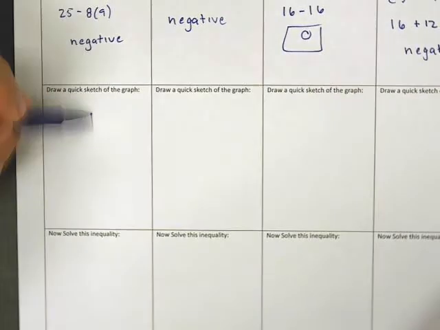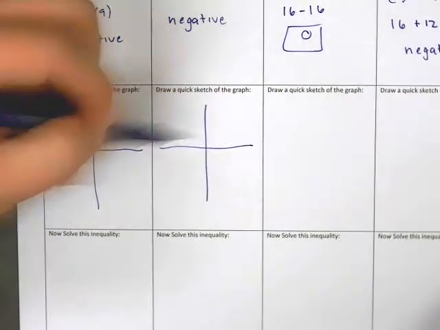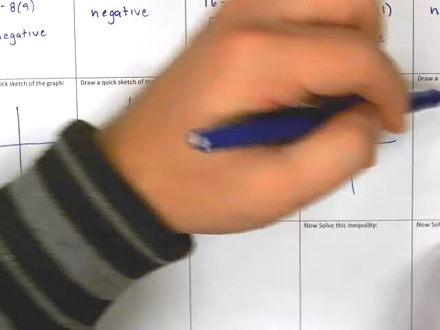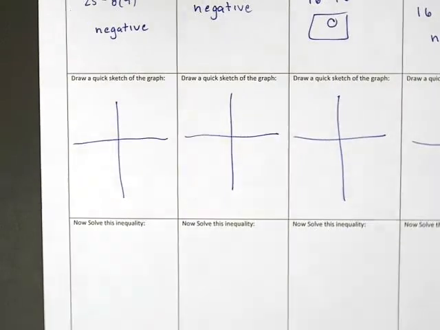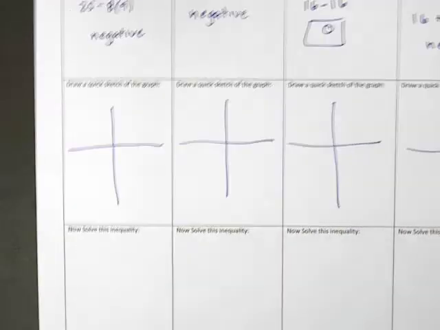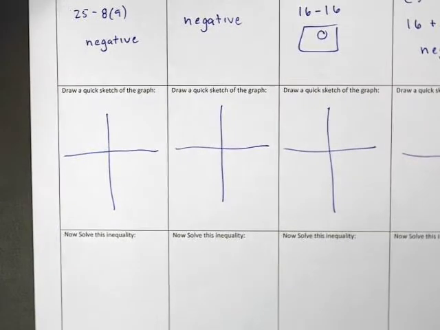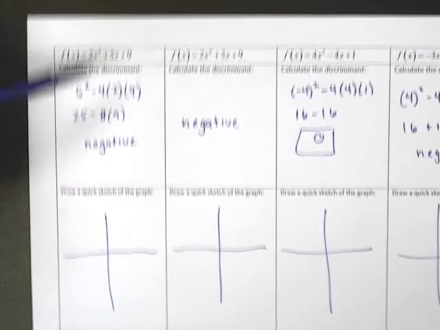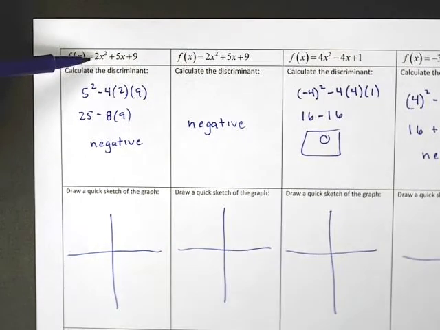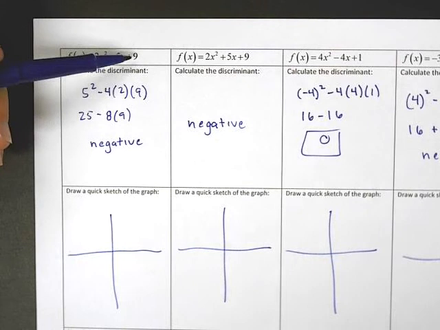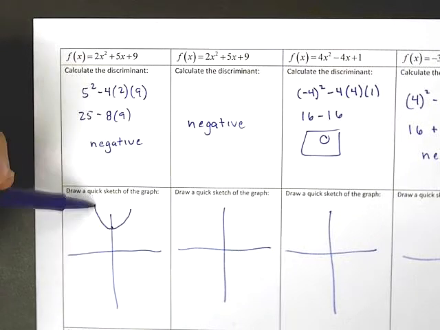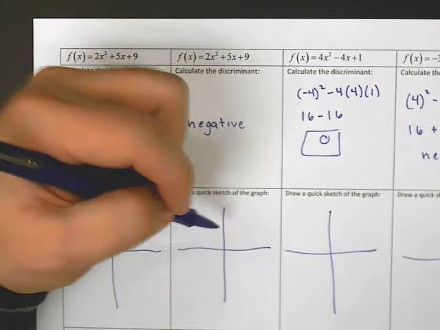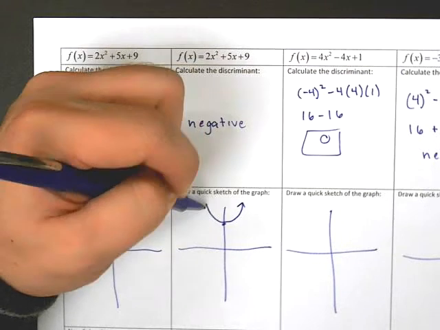So now when we graph our quick sketches, I just went ahead and I drew my axes. What do we know is going on here? Well, I have an a value of 2, which means it opens up. Y-intercept of 9, something like this. Alright, I know it opens up, so I could do something like that. And of course, these are the same picture, so I'm going to just draw the exact same sketch.